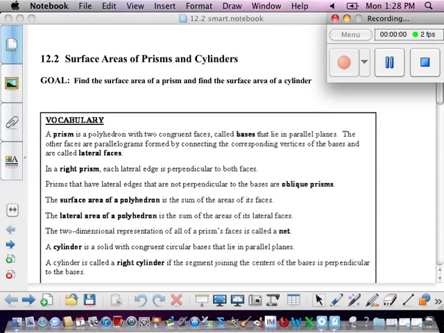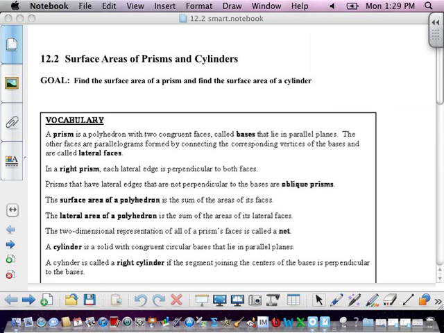Right, ladies and gentlemen, we're looking at 12.2, surface area of prisms and cylinders. Okay, we're going to talk about what surface area means. Surface area is like you're wrapping it, right? It's on the outside of the whole thing.